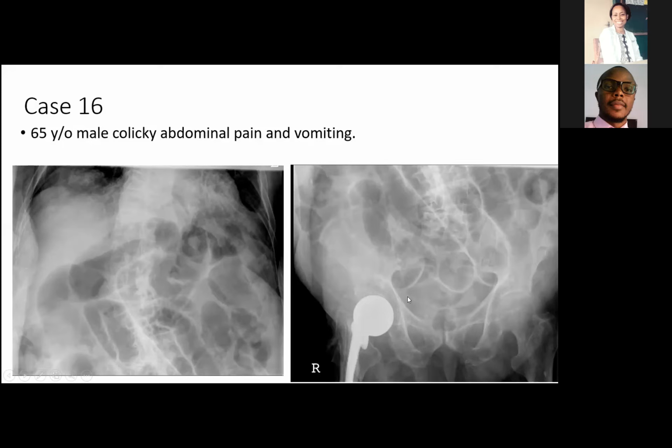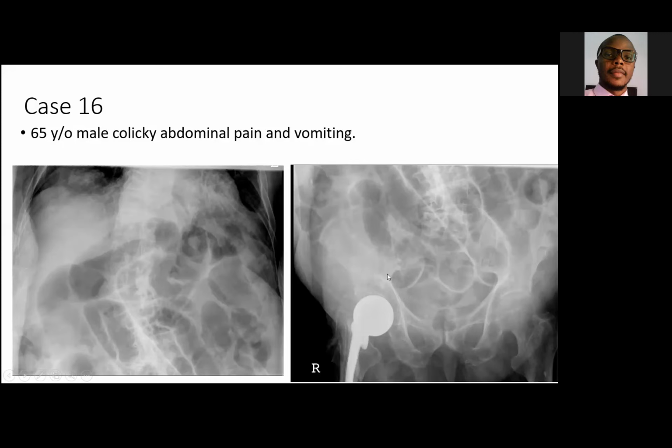So again, whilst the plain film is useful to some degree, invariably these patients are going to end up getting a CT scan of abdomen and pelvis if it is available. And again, you are going to do it sooner rather than later. Okay.